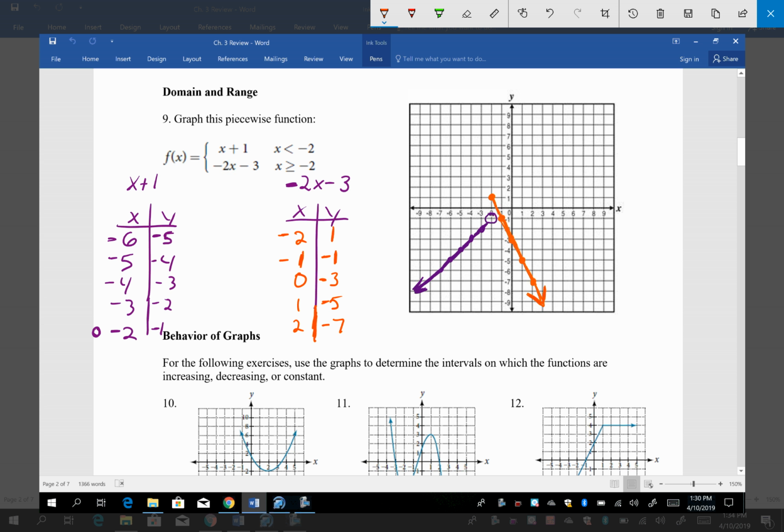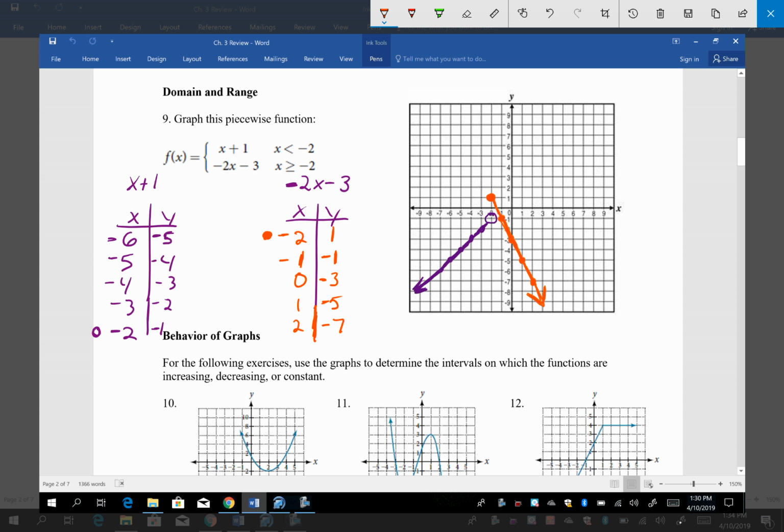Any questions about number 9? Wait, so the greater than or equal to is always going to be enclosed? Correct. So you'll notice at negative 2, negative 1, I have a closed circle right here. So when you are following the law, it's closed. When you're breaking it, it's open. Everybody okay? Excellent.